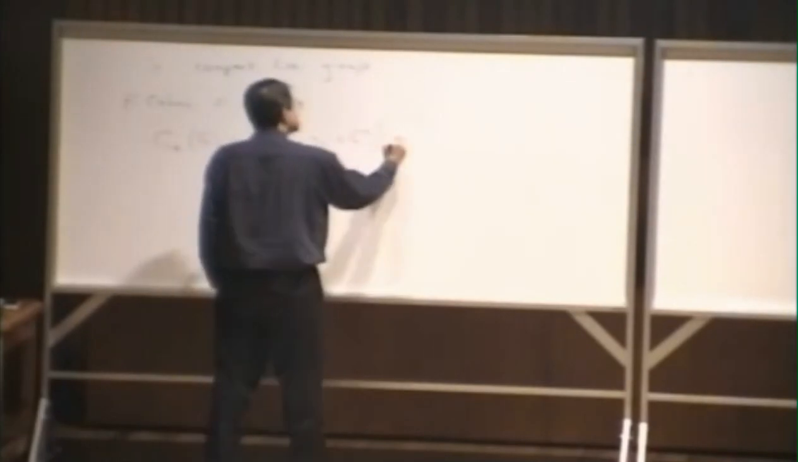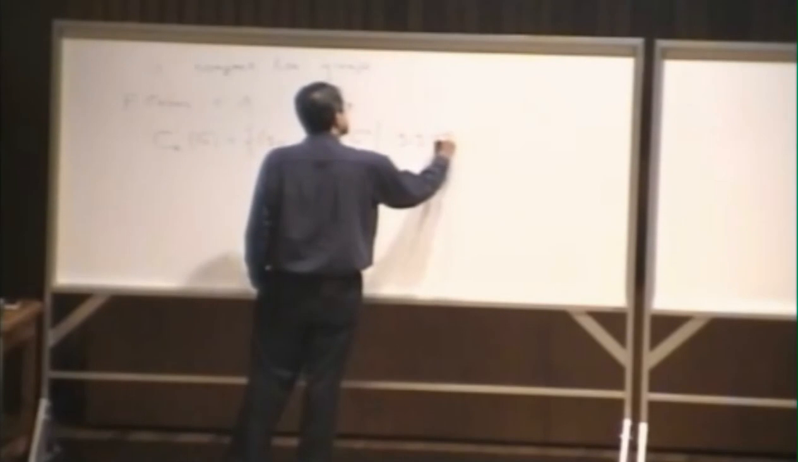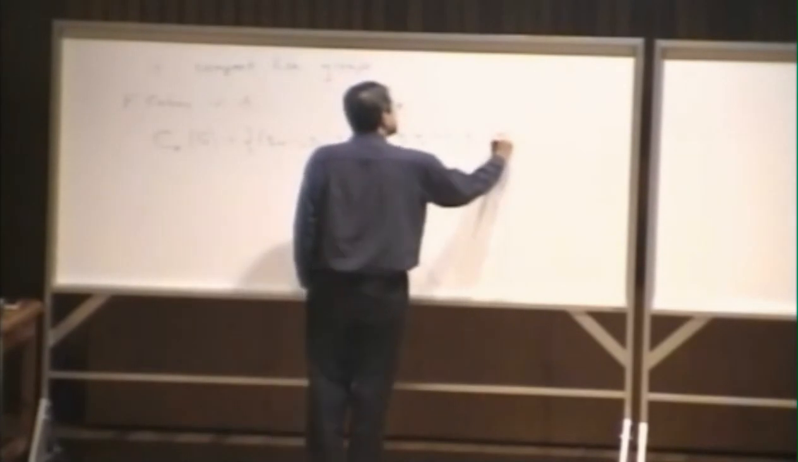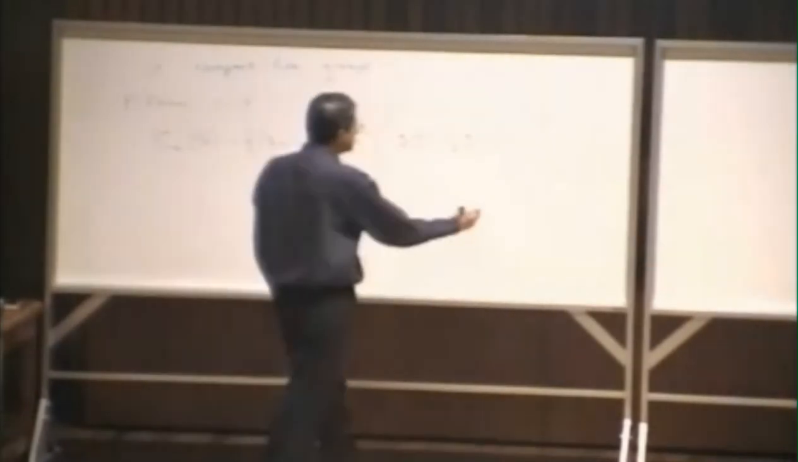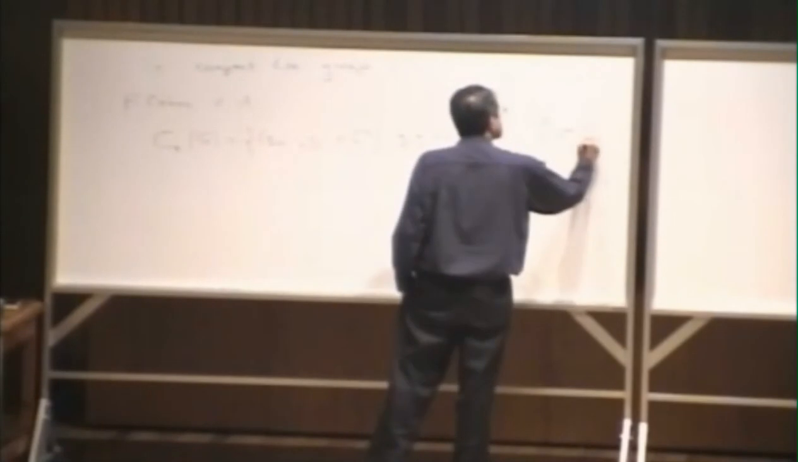And a few years ago, Fred and I started looking at the following construction. We started looking at elements in G which commute pairwise. This sits naturally inside the Cartesian product. And we started looking at these.